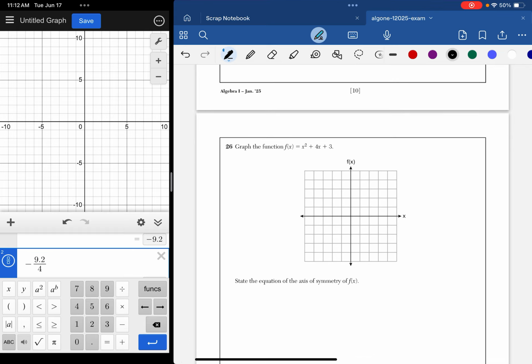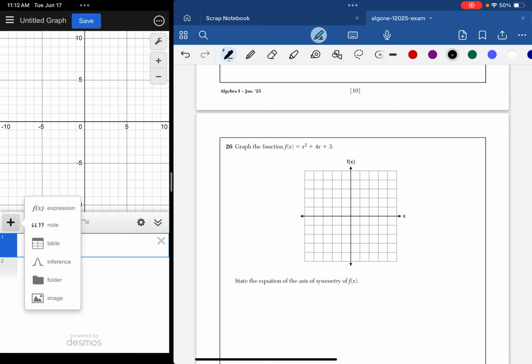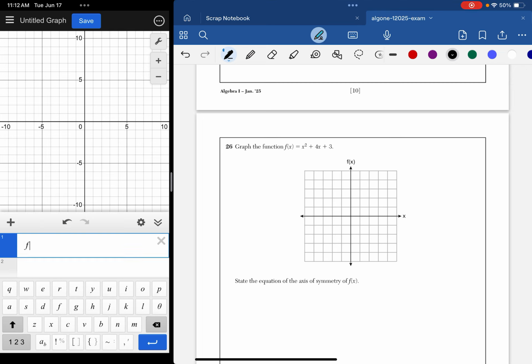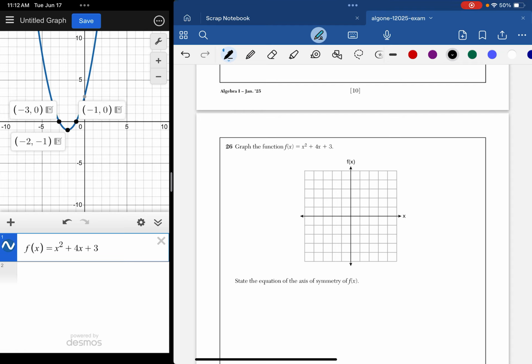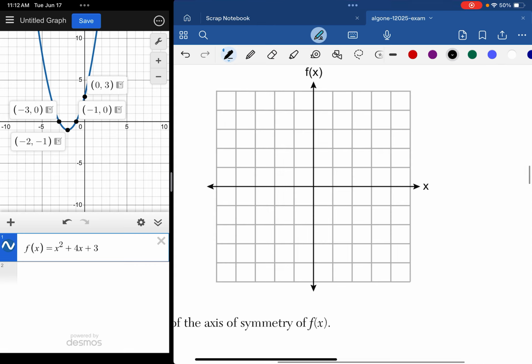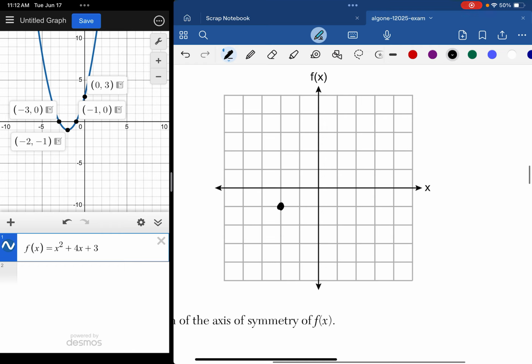Graphing a parabola. That's pretty much all calculator work. So I'm going to do f of x equals x squared plus 4x plus 3. All right, so I can grab some points right off of this if I want. I got the turning point there. I got all these nice points that I could work with. So I'll show you the table in a second, but it looks like we got a lot of good stuff right here.